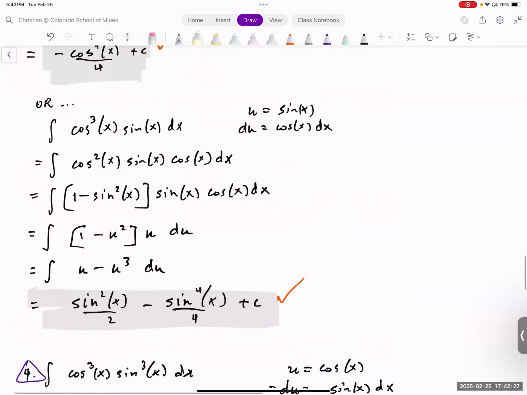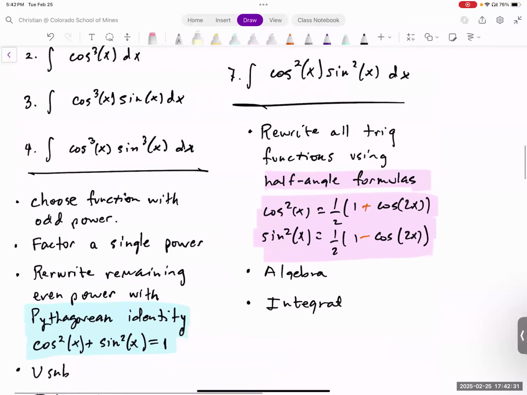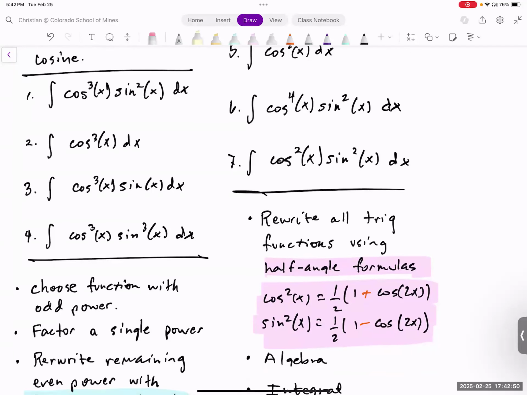Okay, type 2s. Let's go back. Type 2s, let's see, we have our even powers. We're not going to do any factoring. What we're going to do in the beginning anyways, we're specifically going to write all even powers using these two half angle trig formulas. Notice they're the same up to a sign.